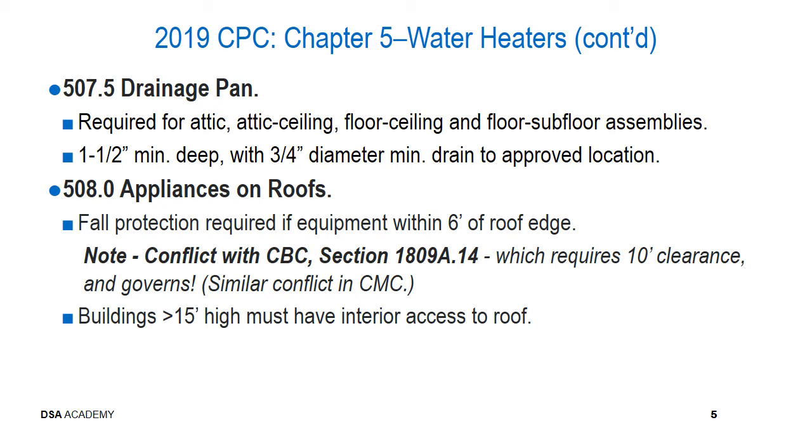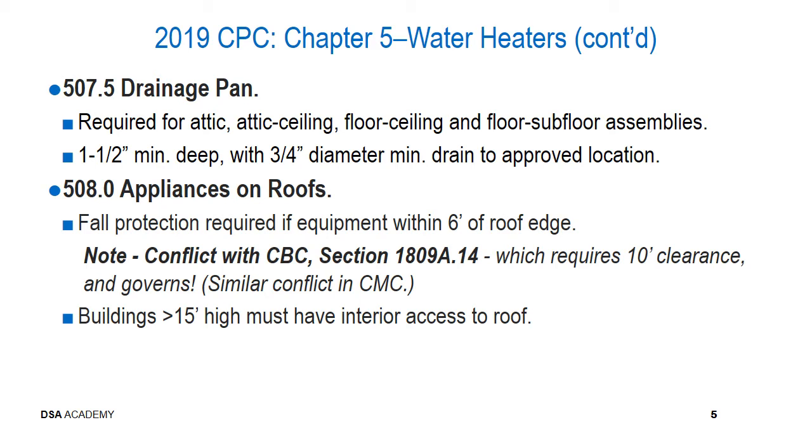There's a conflict that we want to address with respect to appliances located on roofs. Okay, the CPC identifies that fall protection is required if equipment is within 6 feet of a roof edge. However, it's important to understand that this CPC requirement conflicts with the California Building Code, Section 1809A.14, which requires 10 feet clearance from an appliance on a roof. If anything is within 10 feet of a roof, then fall protection must be required.